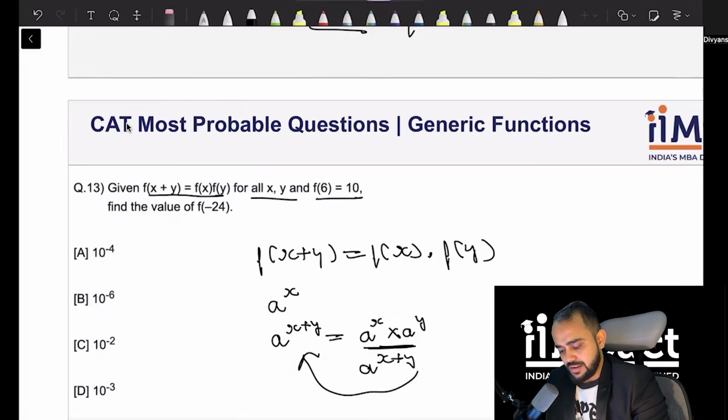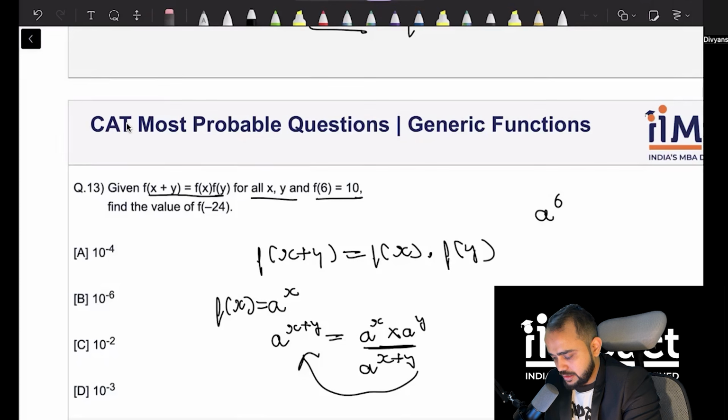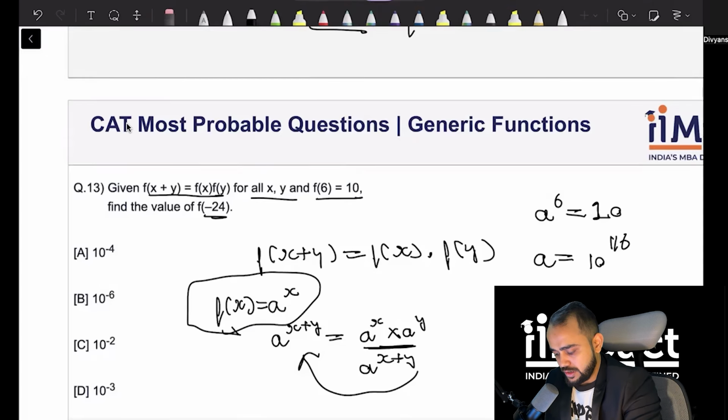So this definition f of x is equal to a to the power x is correct. We are being given f of 6 is equal to 10, which means a to the power 6 is equal to 10, or a is equal to 10 to the power 1 by 6. Now I will put minus 24 here. I need to calculate a to the power minus 24, so I'll substitute the value of a. 10 to the power 1 by 6 into minus 24, which is 10 to the power minus 4. So the answer will be option number A.